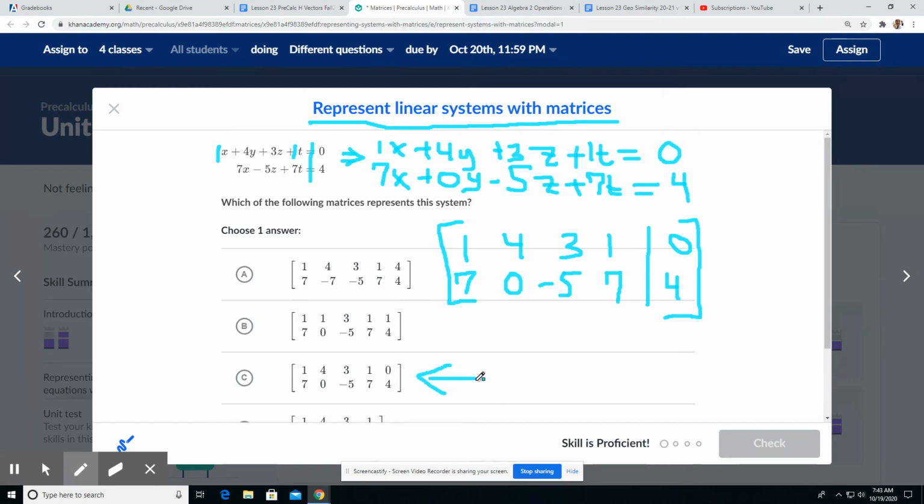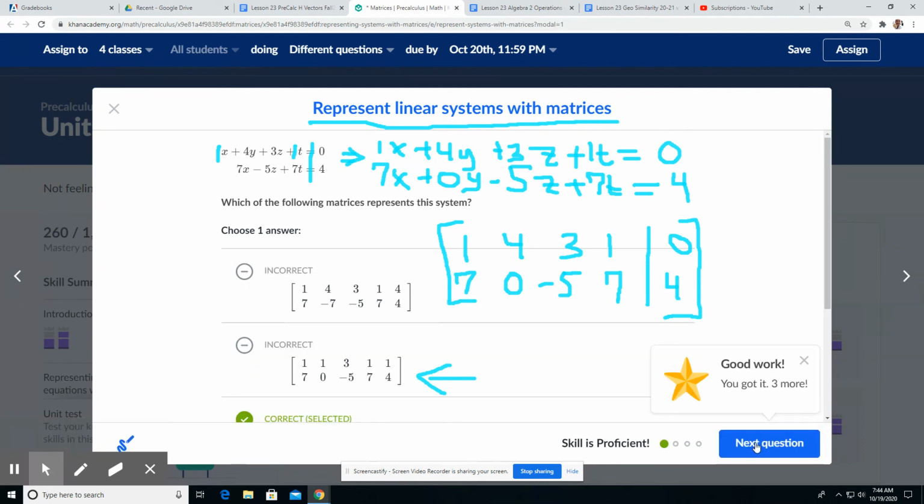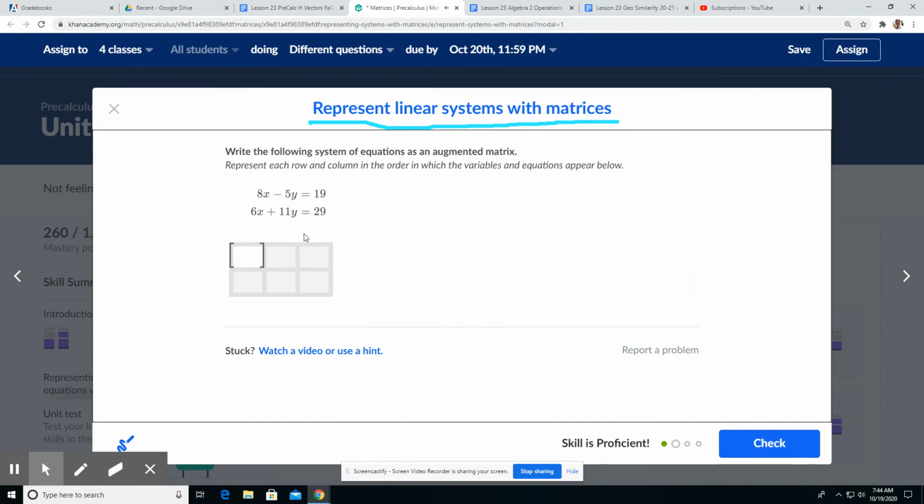Okay, so the key here is make sure your variables are ordered in whatever ordering you feel is appropriate, or whatever ordering they give you initially. Just make sure all your systems are matching that same order. And then always we have our constants separated at the end, and there's our representation there. See if we have anything different on the next one. And you're just filling it in.